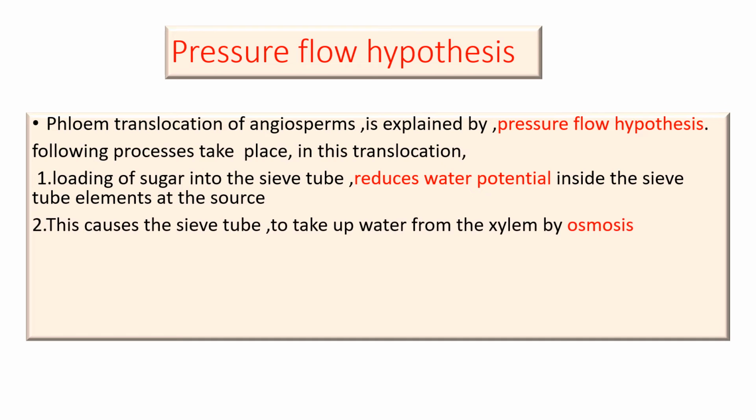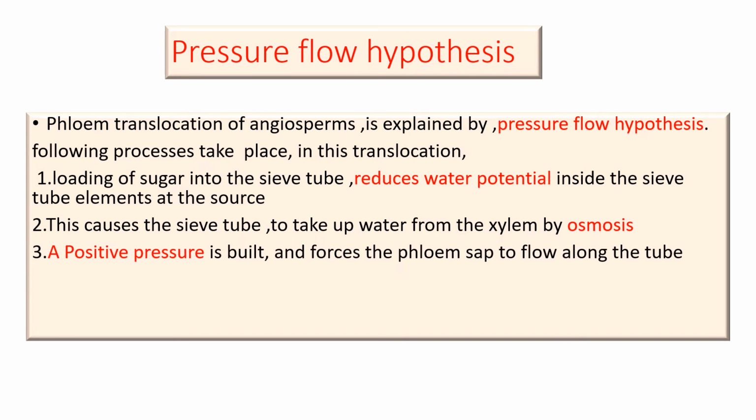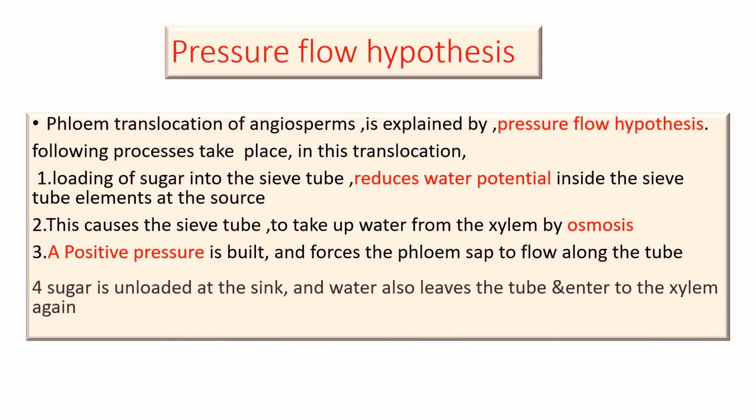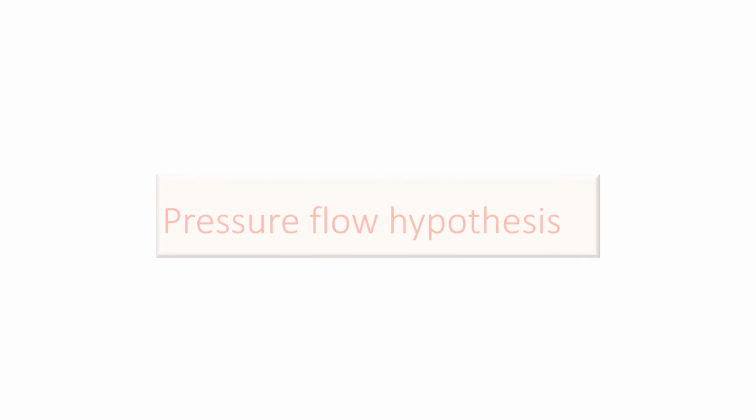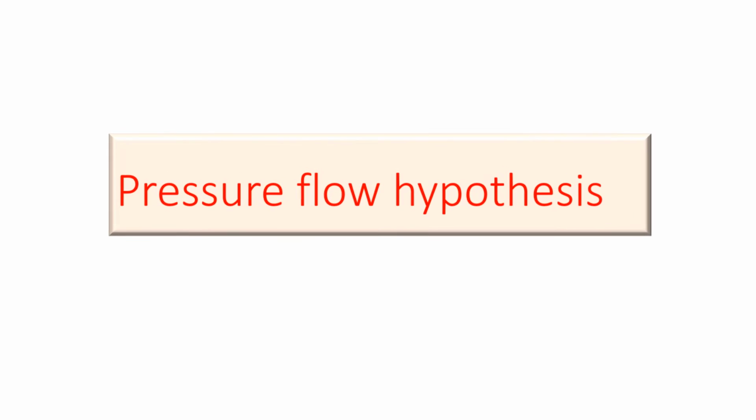2. This causes the sieve tube to take up water from the xylem by osmosis. 3. A positive pressure is built and forces the phloem sap to flow along the tube. 4. Sugar is unloaded at the sink, and water also leaves the tube and enters the xylem again. As a result, pressure reduces. Let's study the process of this pressure flow hypothesis further.